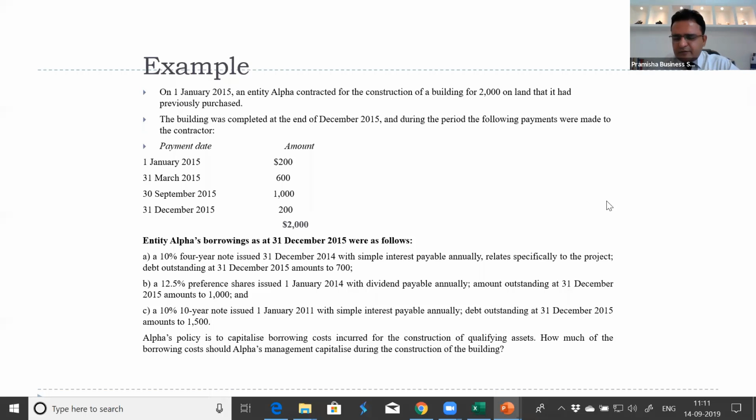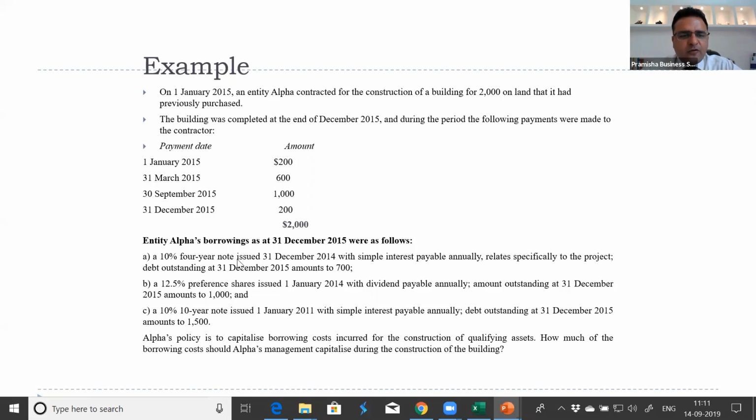So here's an entity. On 1st January, Alpha contracted for the construction of a building for 2,000 on land that it had previously purchased. The building was completed at the end of December 15, and during the period, the following payments were made to the contractor. If you notice here, 200 was made at the beginning of the year, 600 after 3 months, 1,000 after 9 months, and 200 in the end, that is on the last day. The total money is spent on different dates.